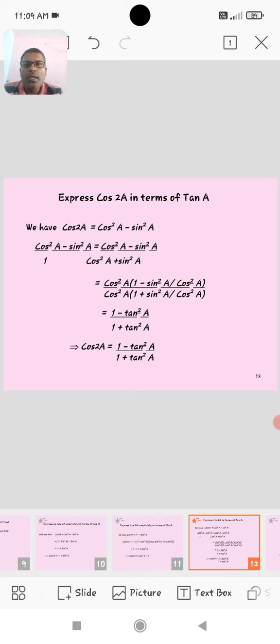Express cos 2a in terms of tan a. We have cos 2a is equal to cos square a minus sin square a.